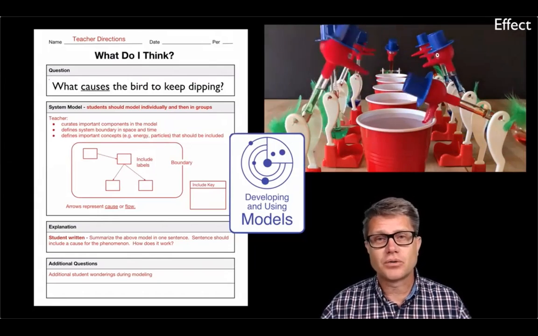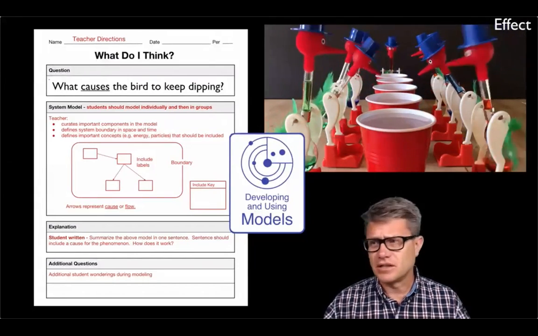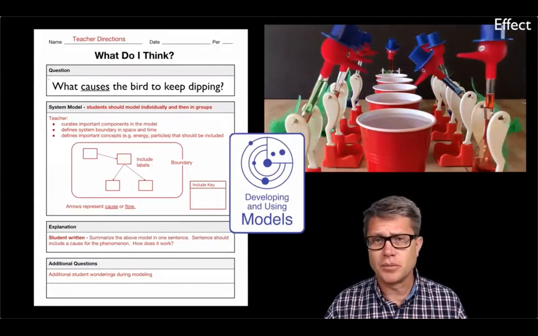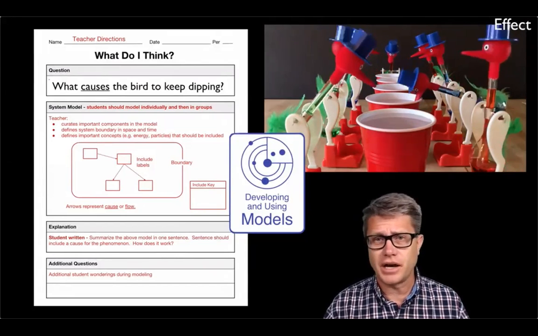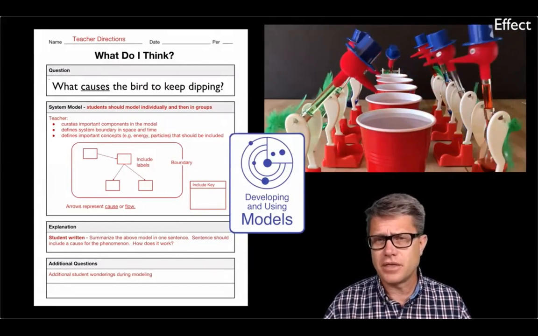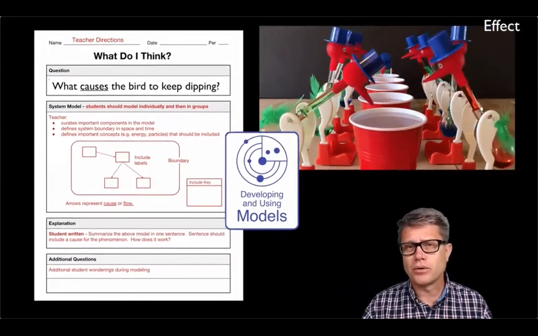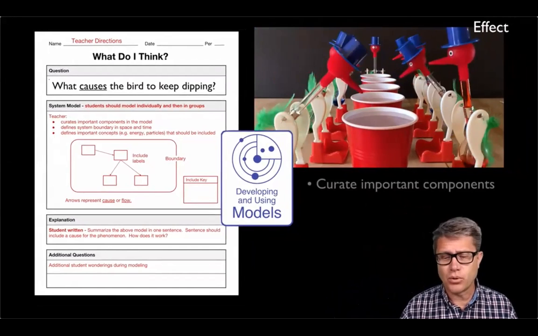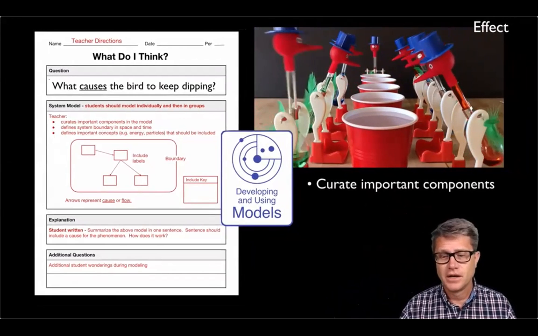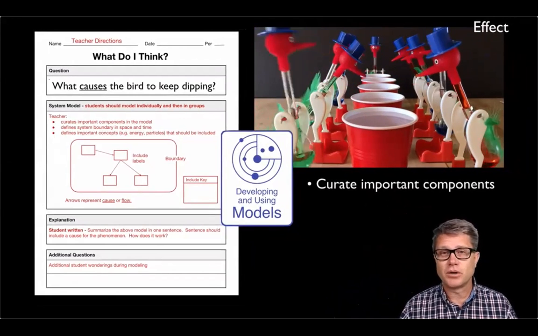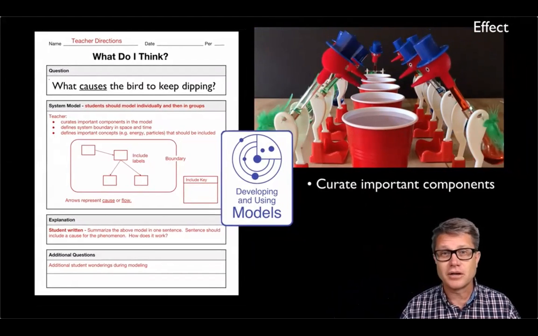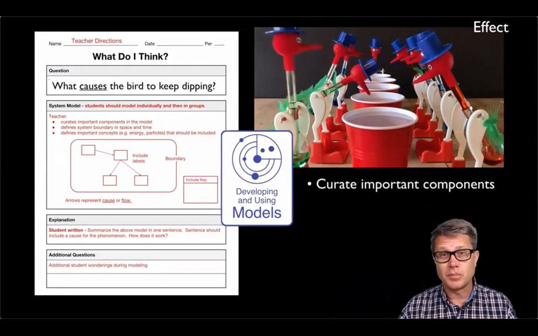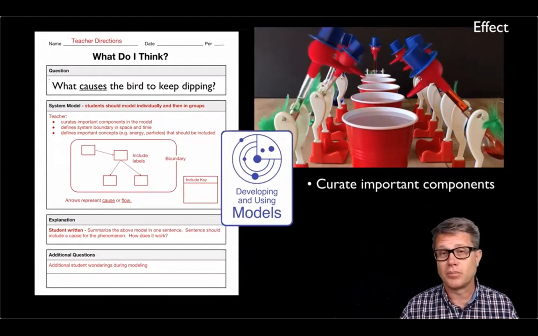Now we want them to create a model. You can think of this as an explanation, explanatory model, or if you want to call it an explanatory hypothesis. It's essentially what they're thinking at this point. Now it's important that since they're going to be drawing a model or a system model, that you curate the important parts that you want in that model. So in this case, if we're looking at this dipping bird, I might tell students that I want the bird included in the model, that cup that they're dipping into, and maybe the surroundings are important as well.